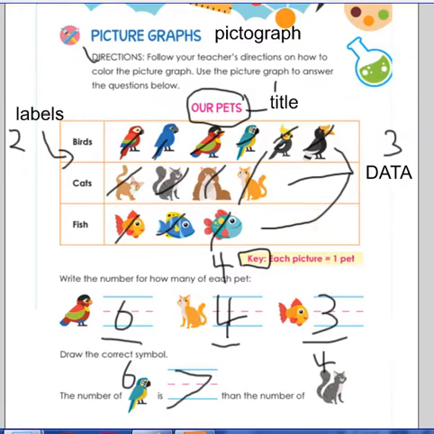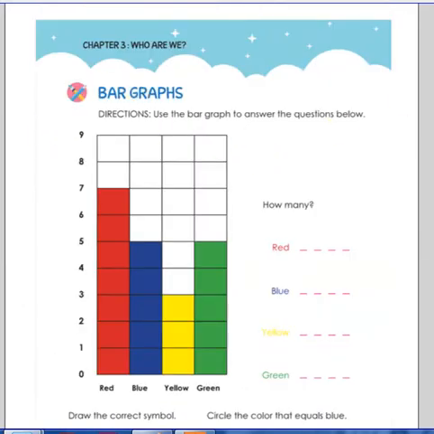Okay, turn the page. This is called bar graph. Repeat after me. Bar graph. Bar graph has what? Has bars. It's like a bar. Bar of red, bar of blue, bar of yellow, bar of green. So this is called bars.